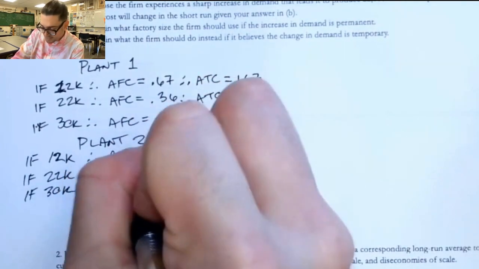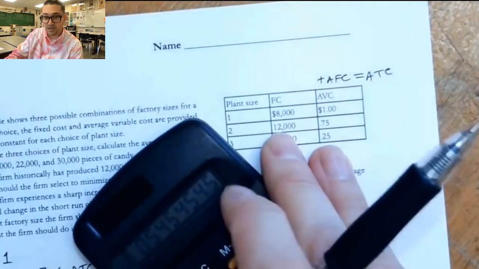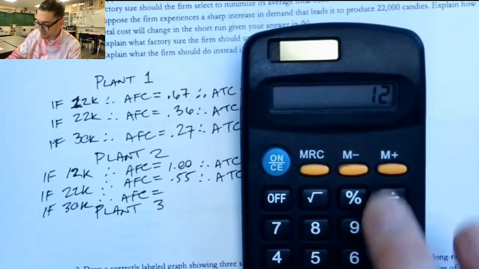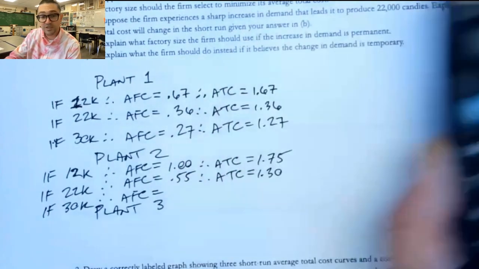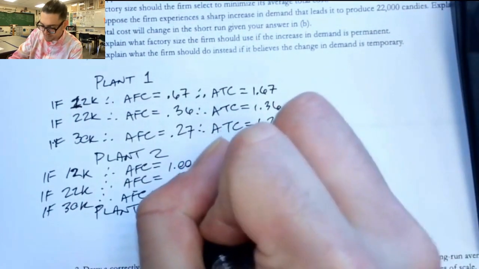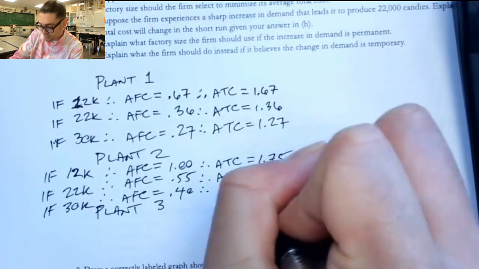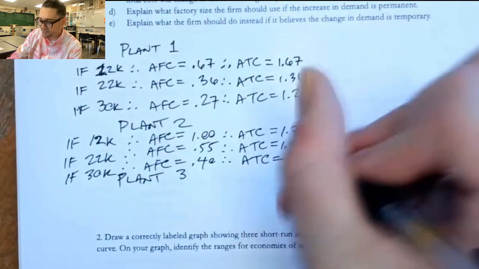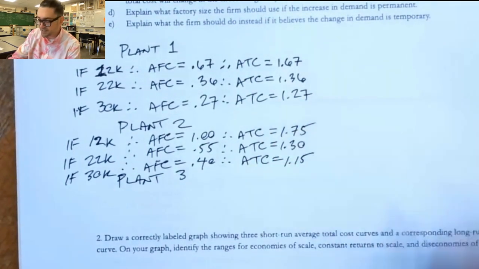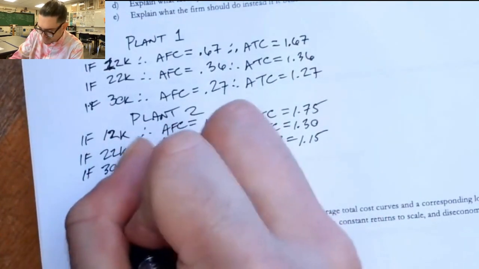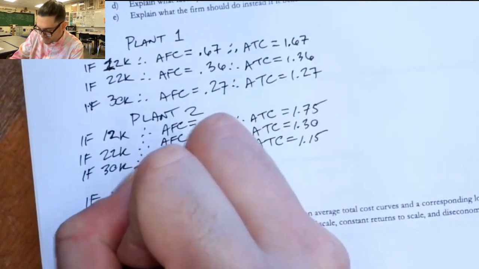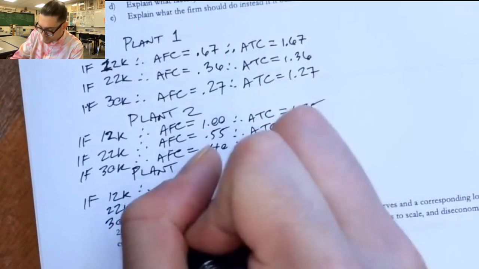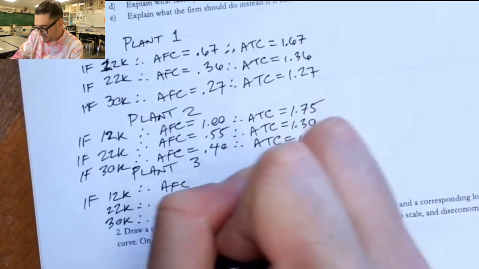And then last but not least, if we have 12,000 of fixed cost, and we're going to divide that by 30,000 units, 12 divided by 30 means 40 cents per unit is the average fixed. And so therefore the average total cost is that 40 cents plus the 75 cents. And so 40 plus 75 is $1.15.